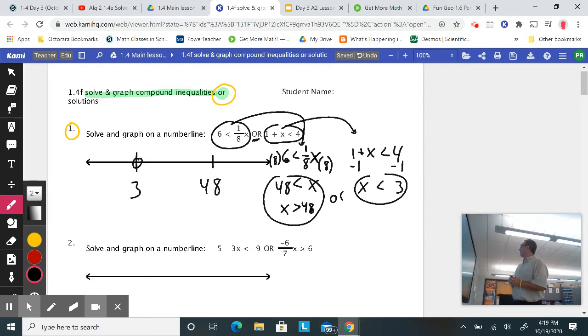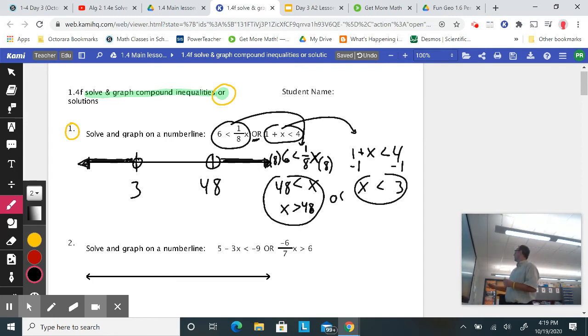Circle the 3. Less than 3. So it can't be equal to 3, but it can be less than 3. So I shade everything this way, including the arrow. And I go to the 48. I want everything that's greater than 48 on that side, but not equal to. So I'm going to thicken in the arrow there. Now in GMM, all you have to do is tap on that side. But you need unshaded circles because it doesn't include 3 and it does not include 48. Always check the signs, make sure it's a shaded or unshaded circle.